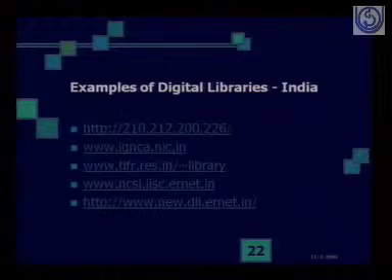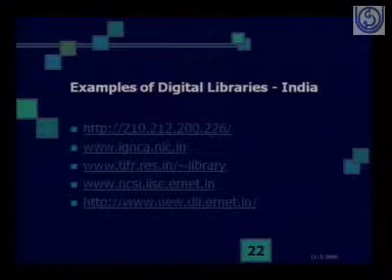Let's take a look at some examples of digital libraries in India. You can find some familiar organizations' names. For example, Indira Gandhi National Centre for the Arts, that has a digital library. TFIRRES.in is there. NCSI, that is of IISc, is there. Then newdli.earnet.in, again that's another example.